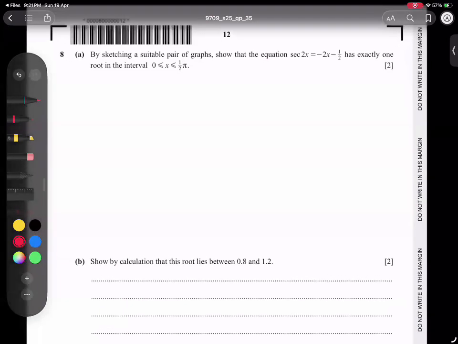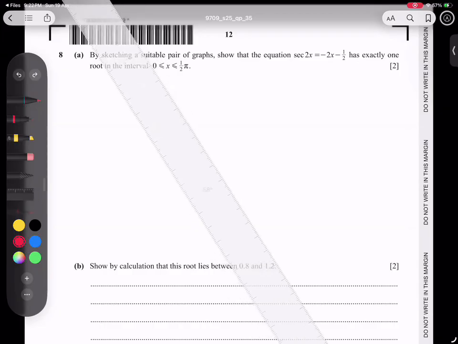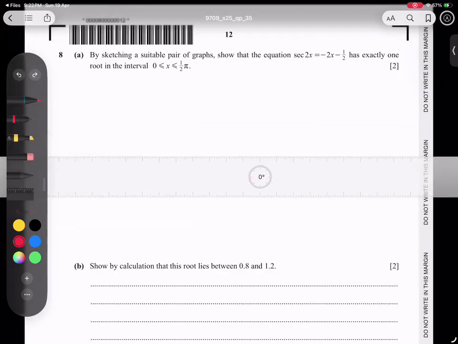Question number 8, the topic is numerical solutions. And we have to do sketching a suitable pair of graphs. Show that this equation has exactly one root between 0 and pi by 2. And what is the method to do it, students? So I'm going to make it.